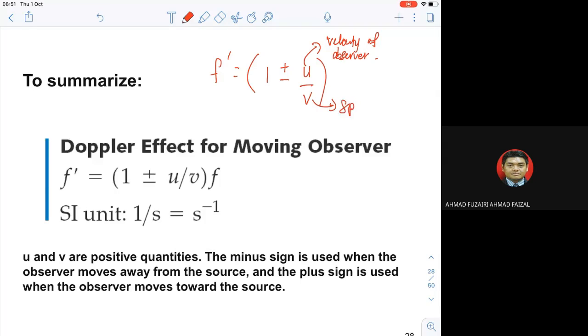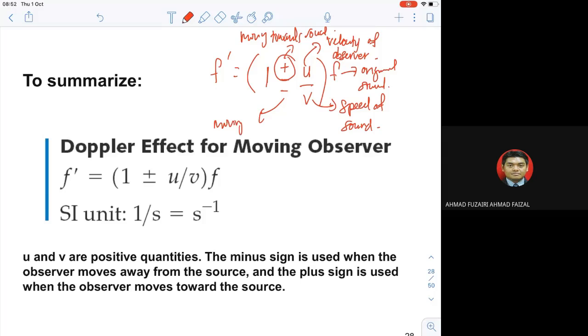V is the speed of sound times f. F is what? The original sound, the original frequency. And this one is 1. Okay, so for the observer moving towards the sound, we will use plus. This is moving towards the sound, and this one is for moving away.